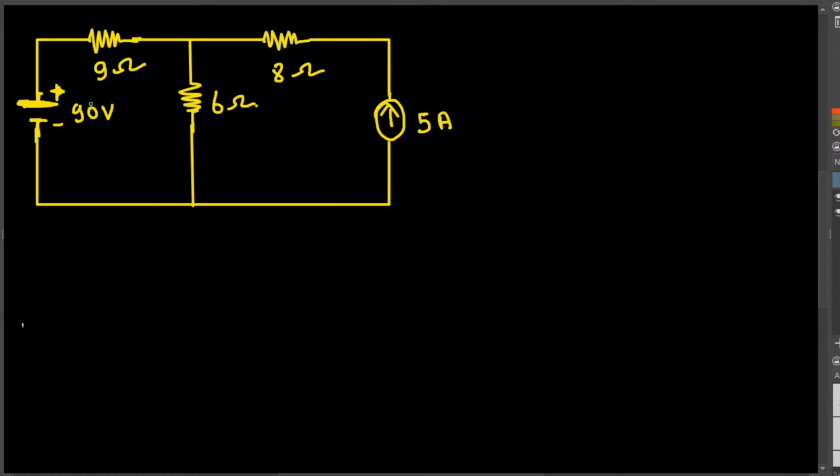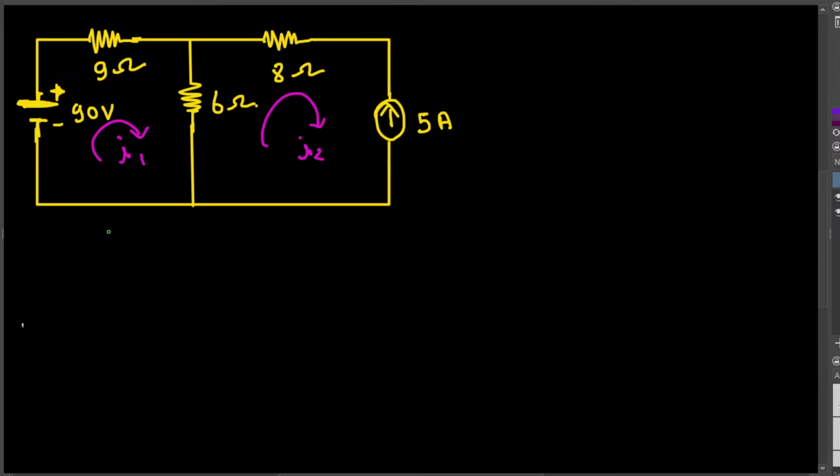Here we have a circuit with a 90 voltage source provided, and also we have a current source here. To apply mesh analysis, what we do is we assume the direction. I always assume clockwise. Let's call this one I1 and let's call this current I2. And what we do is we take each loop and apply KVL for it.